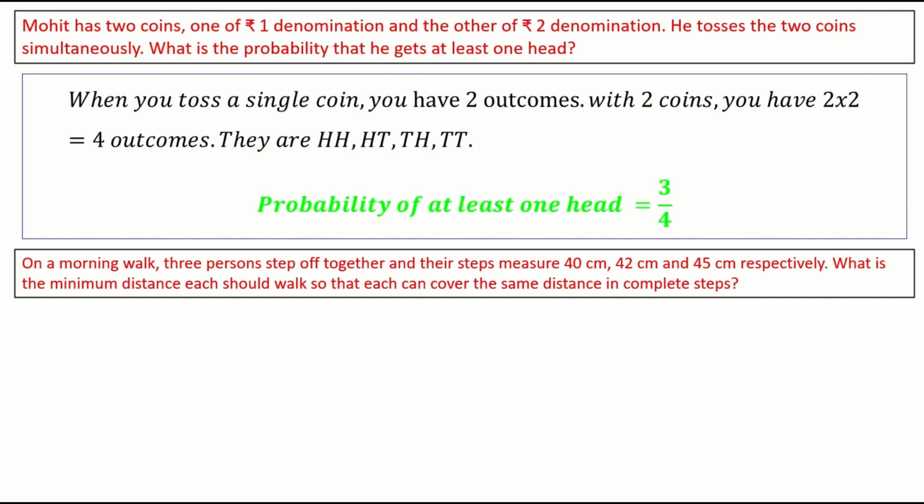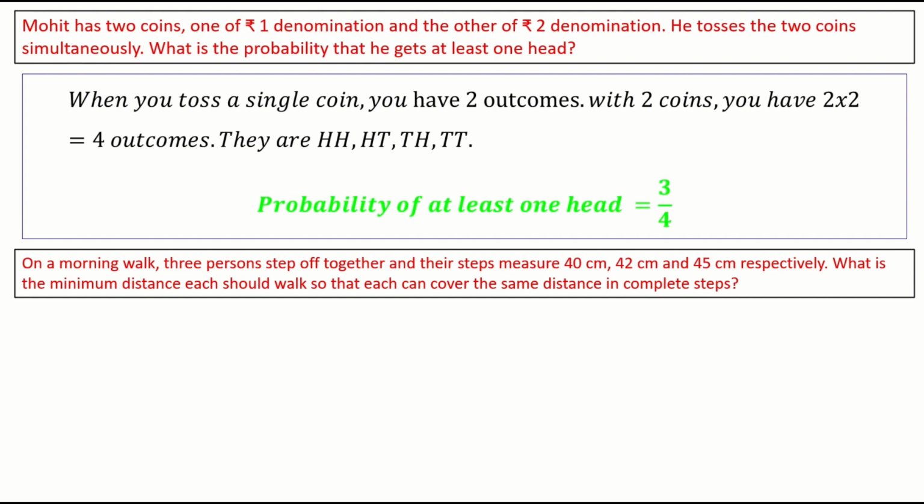On a morning walk, three persons step off together and their steps measure 40, 42, and 45 respectively. What is the minimum distance each should walk so that each can cover the same distance in complete steps? So the question is basically each person's step size is different. When they start, they all start at the same line. Since their step sizes are different, they will meet after some number of steps. So they're asking what is that number of steps when they meet again.